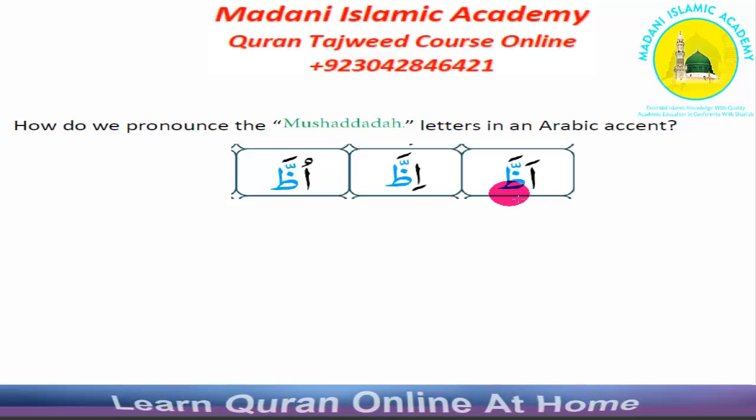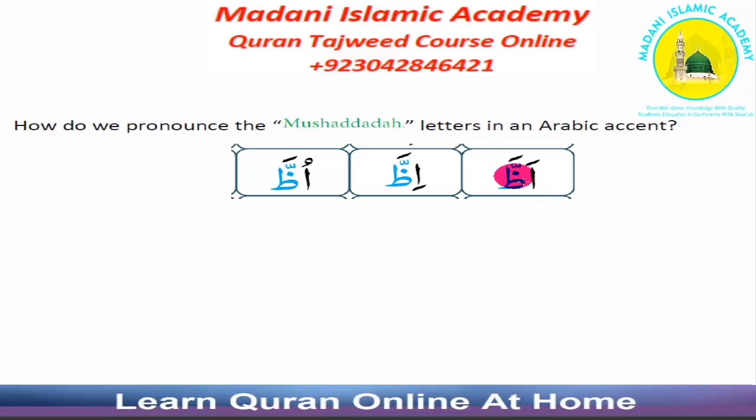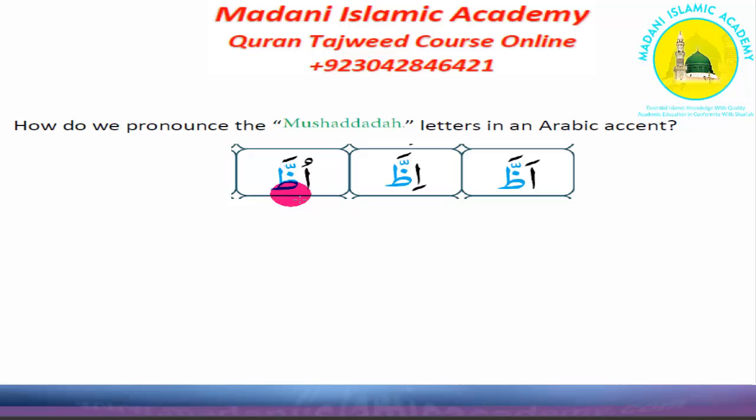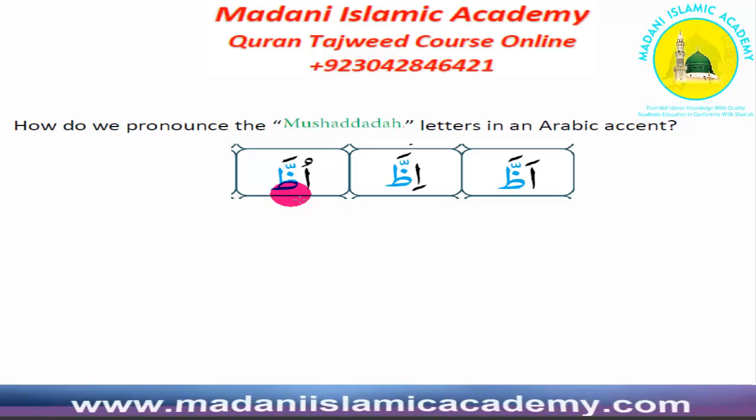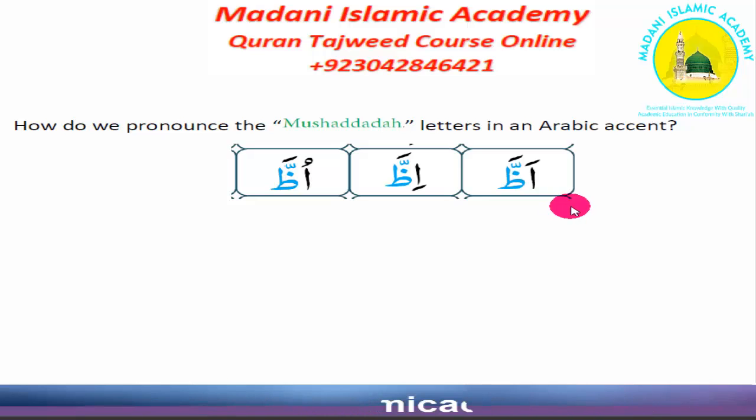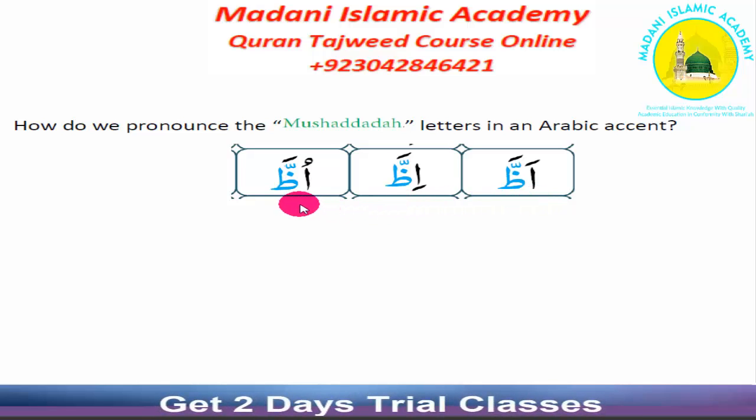This Mushaddad letter has harkat Zabar on it. This Mushaddad letter also has harkat Zabar on it, and this one also has harkat Zabar on it. We pronounce Mushaddad letter twice in an Arabic accent. Allah, Irra, Urra. Ra will be pronounced twice.